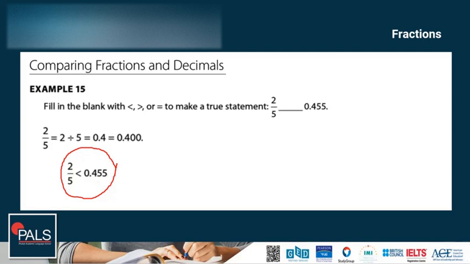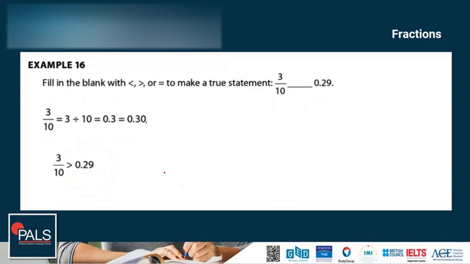Let's look at another example. Example 16. Fill in the blank with less than, greater than, or equal to make a true statement between 3/10 and 0.29. Again, we can convert 3/10 to a decimal by dividing the numerator by the denominator. So 3 divided by 10, the answer is 0.3. To have the same number of digits, we can add a zero, so we have 30 hundredths. 30 hundredths is greater than 29 hundredths. So therefore, 3/10 is greater than 0.29.